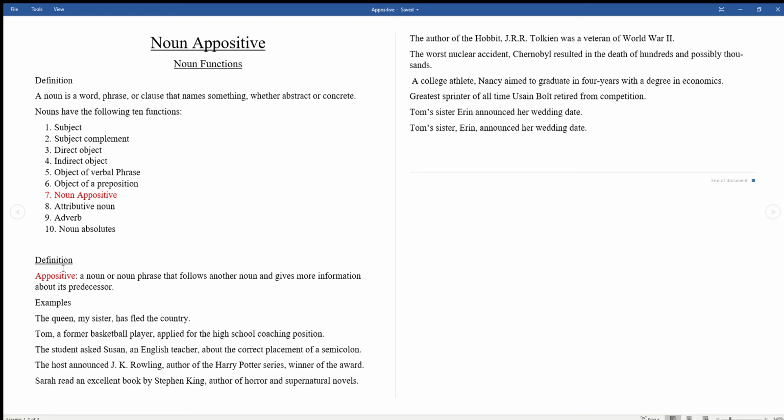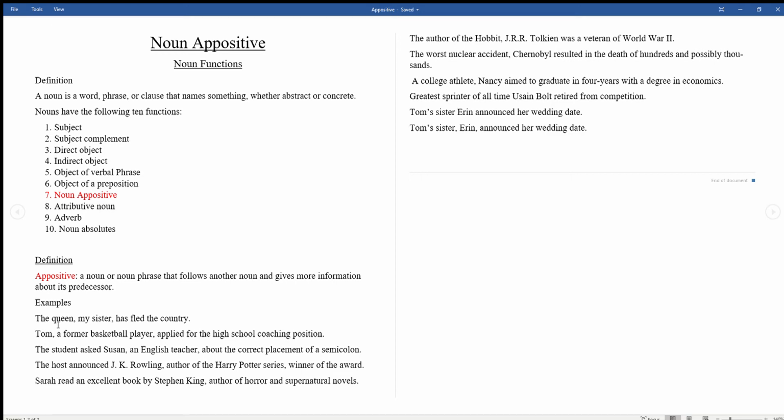So let's define appositive. An appositive is a noun or noun phrase that follows another noun and gives more information about its predecessor. So it's a noun followed by another noun. Sometimes the noun phrase can precede the noun. So we'll see an example of that. It's more common for it to follow, but you can have it before.